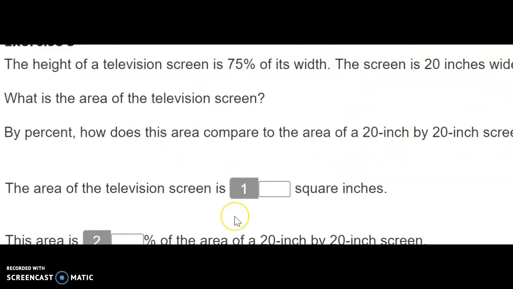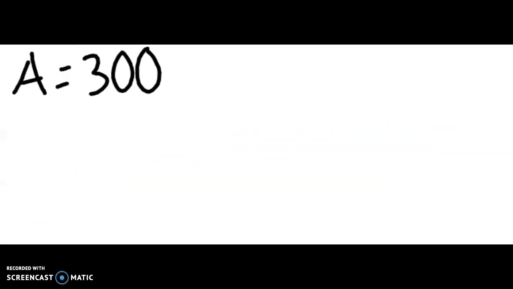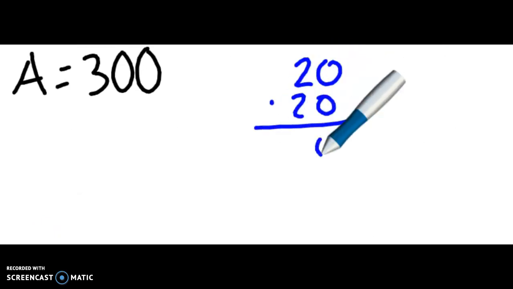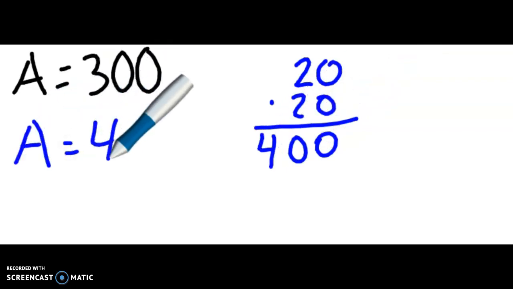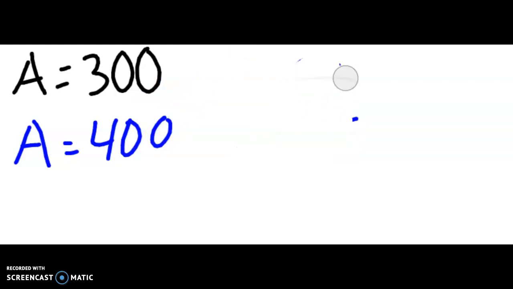So now what they do is they add to it. Again, it's the same process that we've been doing. They're just making it a little bit tougher for you. So now you have to read the next part. And it says by percent, how does this area compare to the area of a 20 by 20 screen? Well, we multiply 20 times 20. And the best news is when we multiply 20 times 20, it's as easy as it gets, 0, 0, and we have 400. So our second area is 400. So now we have apples to apples. We're comparing two areas.